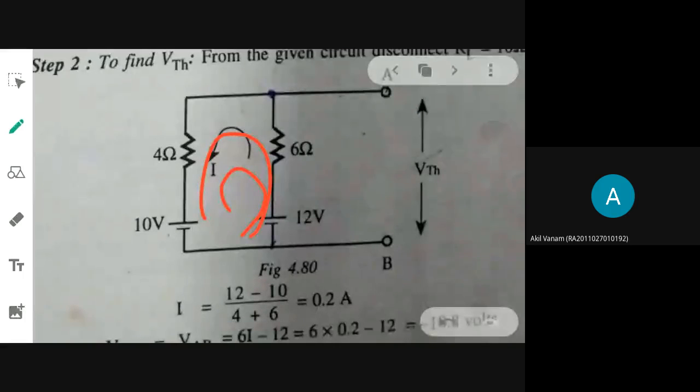But the basic theorem statement and all you understood? Yes, ma'am. Thevenin's equivalent means one voltage source in series with Z Thevenin. Norton's means one current source in parallel with Z Thevenin. First step is you need to find V Thevenin by opening. Then you have to find the R Thevenin value by killing all the sources. Voltage source means you will short, current source means you will open. These things you remember. We will solve the problem in the next class.